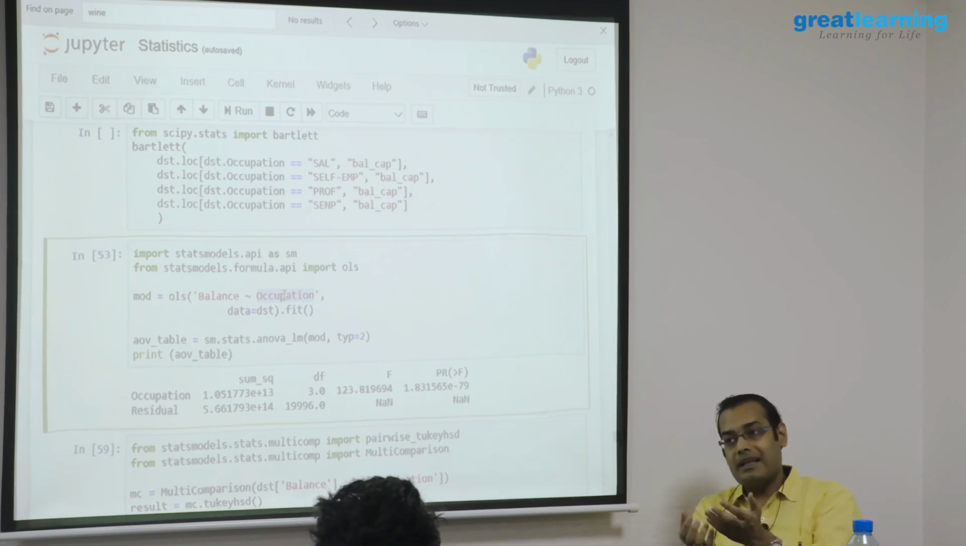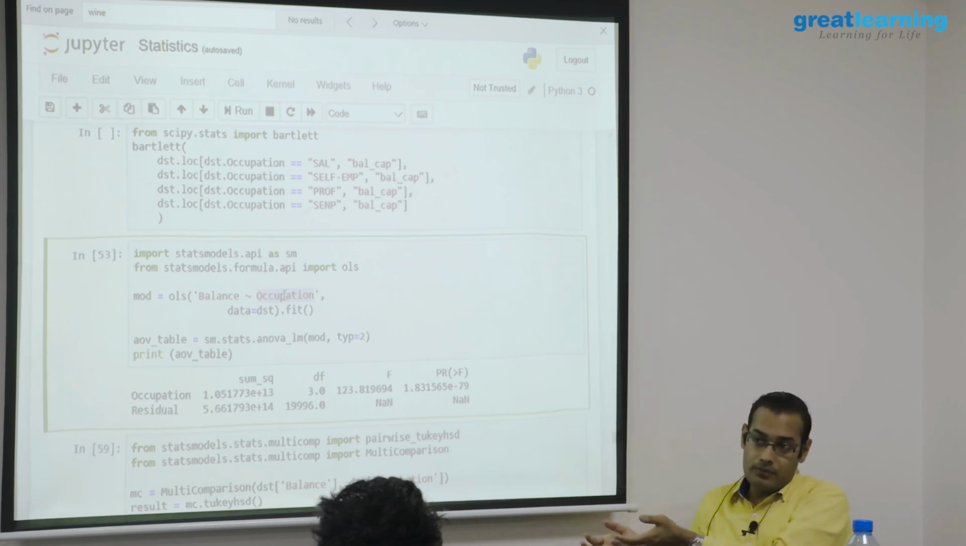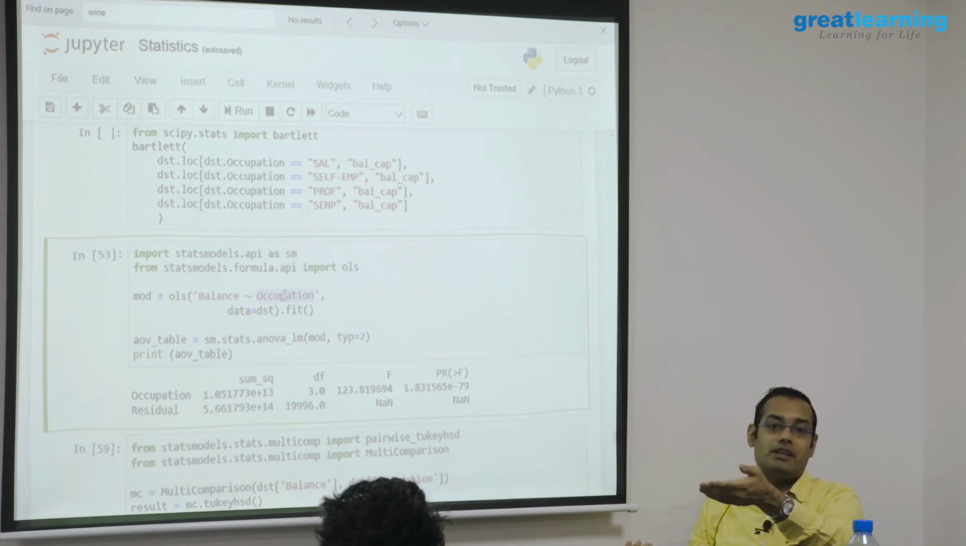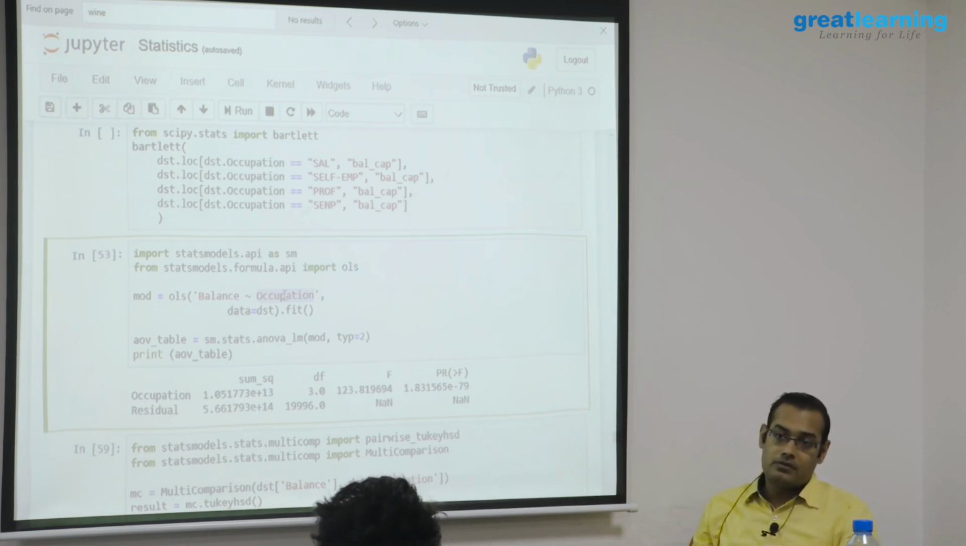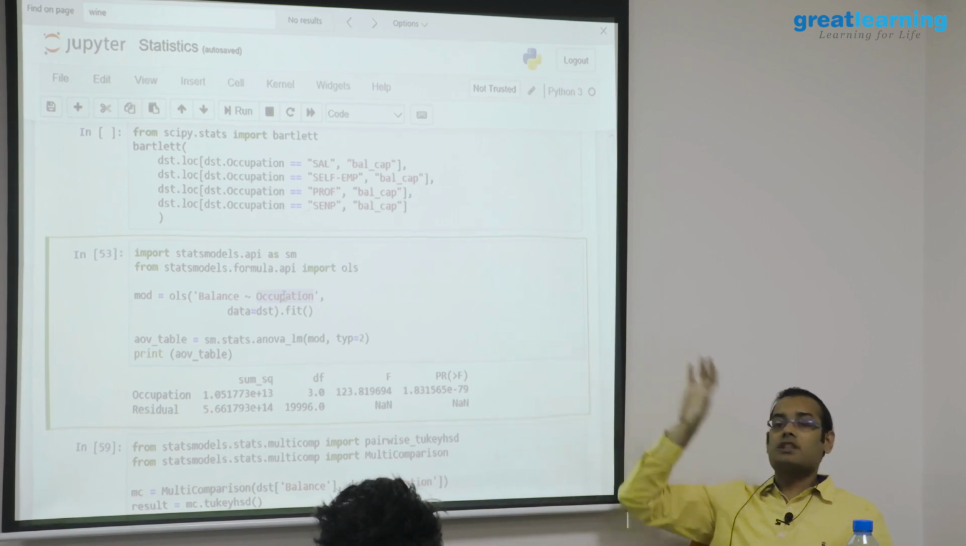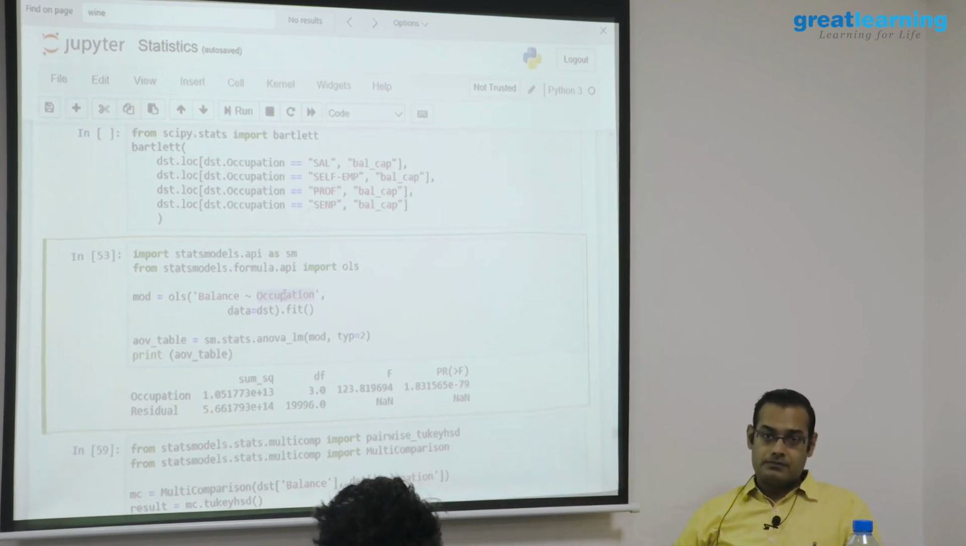And in that case I can compute ANOVA, because ANOVA is what? A ratio of the explained variance divided by the unexplained variance. So I can do ANOVA there also, no? So from that standpoint, Tukey HSD will not be applicable there. Okay.